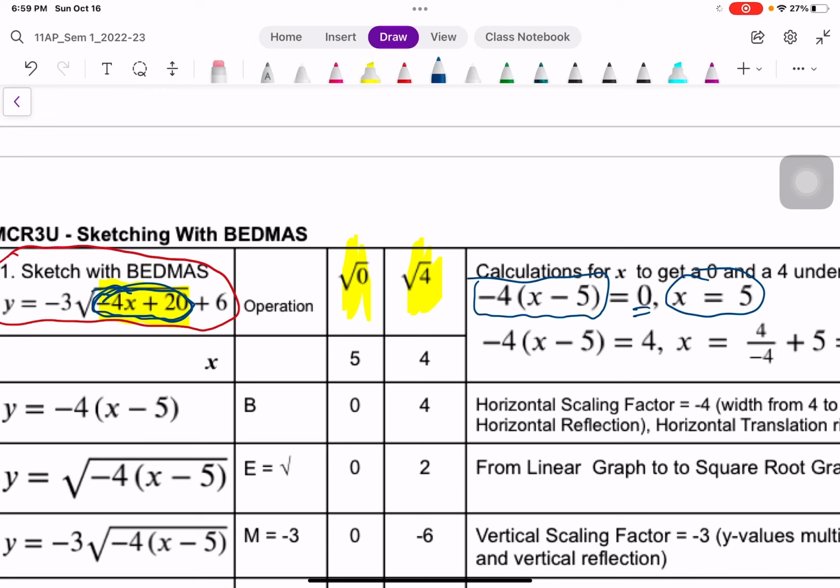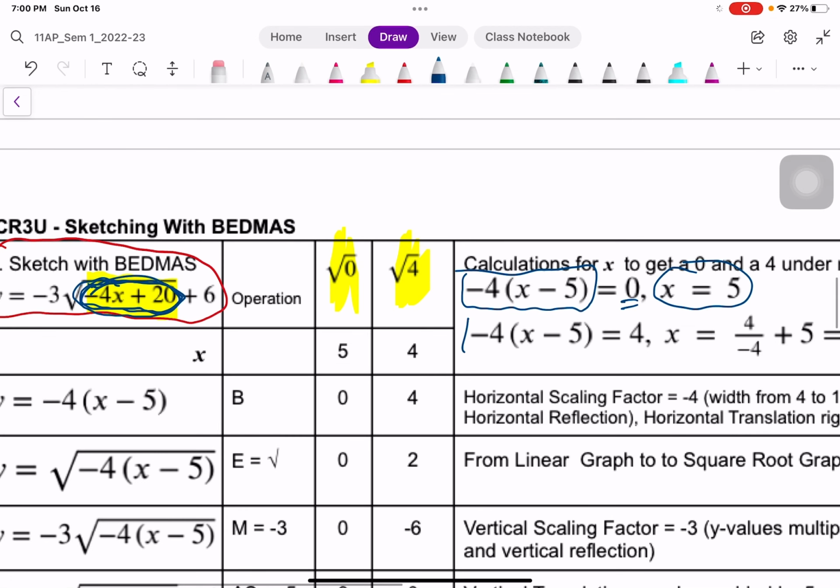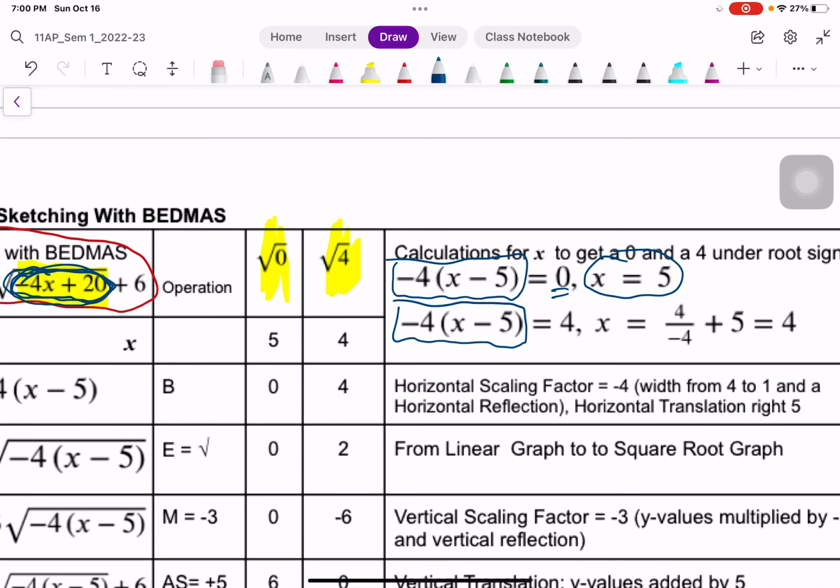Then the other thing that I want this to be is 4, because 4 is a nice easy square root to calculate. So what I do is I set the part inside the root to be equal to 4, and then I solve it. I do that by inverse operations. The first thing I do is I take this 4 and I divide by that negative 4. Then instead of minusing 5, I add 5. So negative 4 goes into 4 negative 1 times, plus 5 is 4. So if x equals 4, then the value underneath the root sign is actually 4.